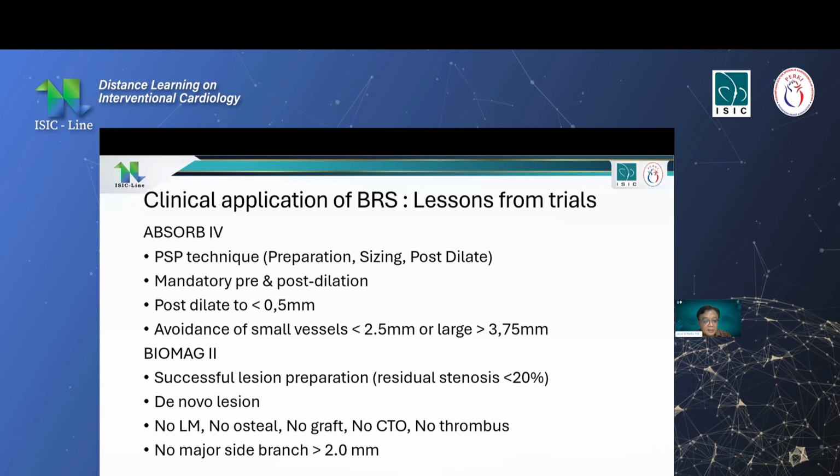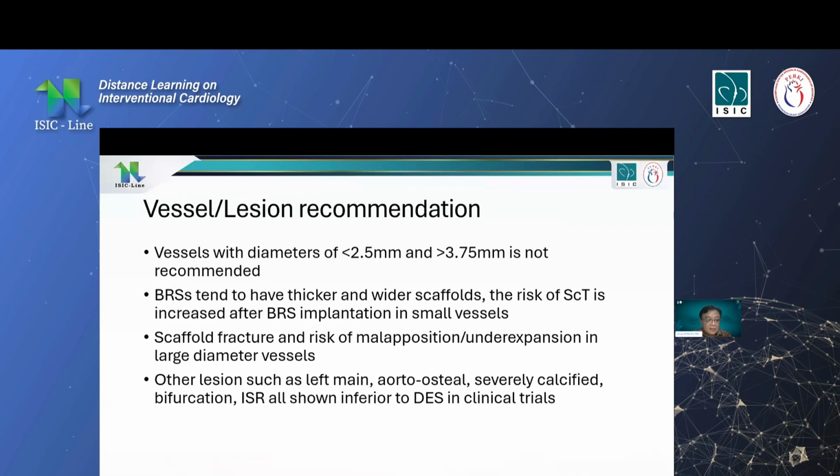In BIOMAIN 2 also, the lesions were de novo lesions, usually the simple ones, type A or maybe type B1 lesions. There are a lot of no's here: no left main, no ostial, no graft, no CTO, no thrombus, and no major side branch more than 2.0 millimeters. The vessel, as I said before, should have a diameter around 2.5 to 3.75, not less and not more.